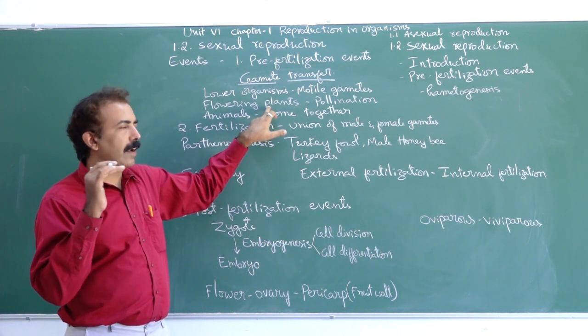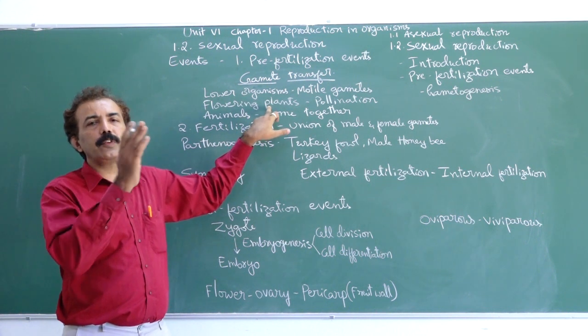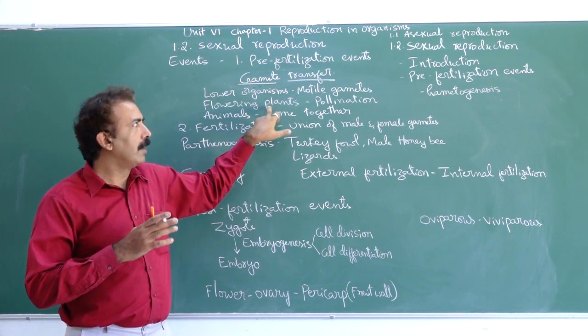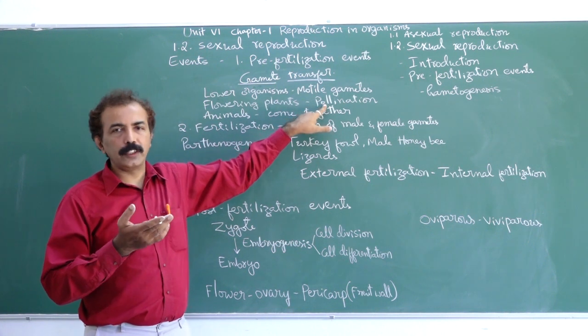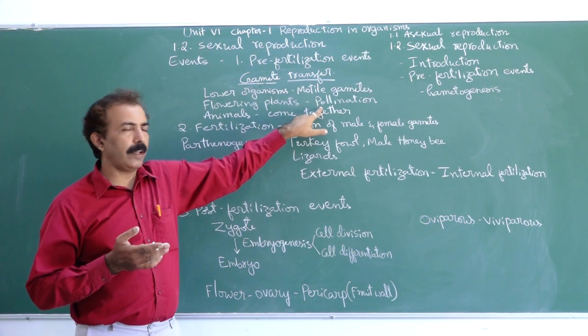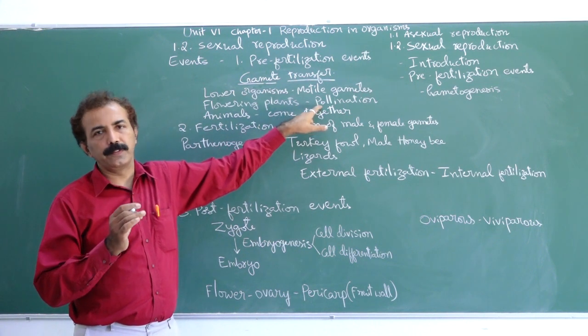The pollen grains travel in the wind and reach the female part, or maybe insects can help in transfer of pollen. We call this process pollination. So gamete transfer in plants takes place due to pollination.